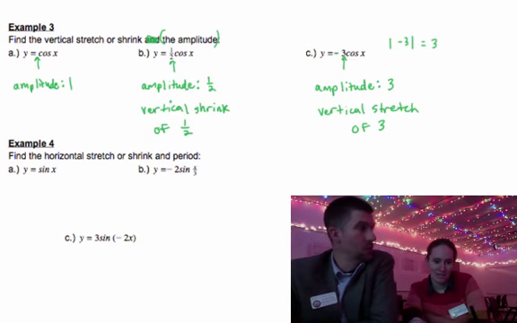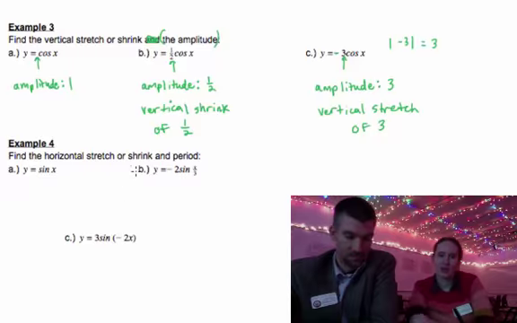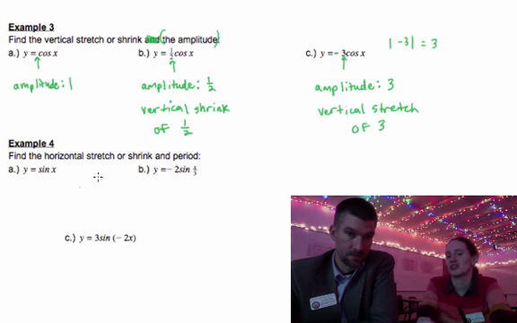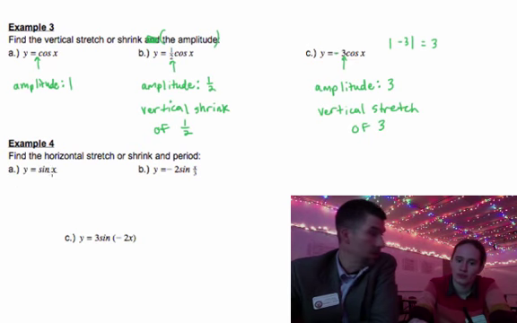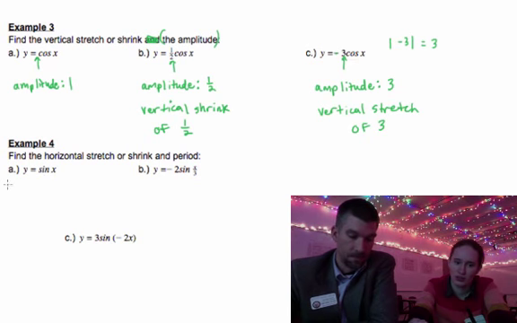Okay. Now, these two things on example 4: find the horizontal stretch or shrink and period. Again, we've got our parent function to start with, so there really is nothing going on in that. There's no horizontal stretch or shrink. It's just normal, as normal as one can be.